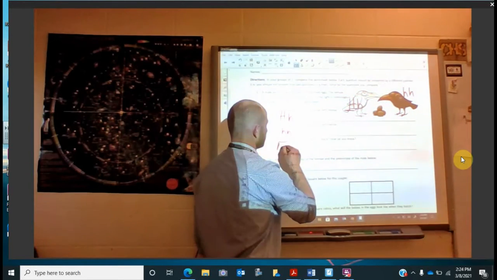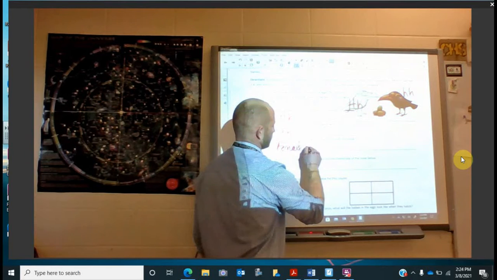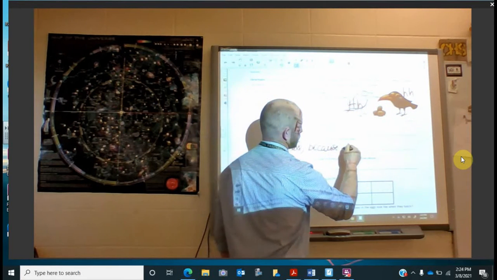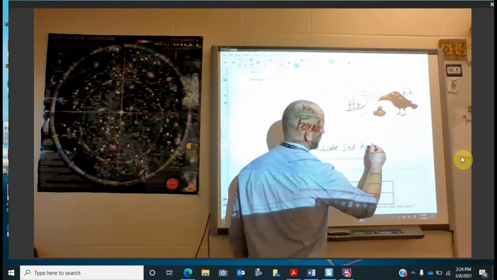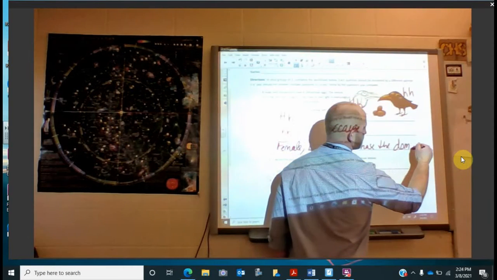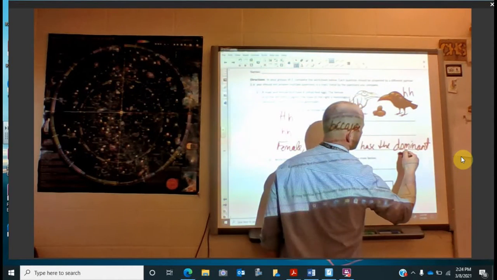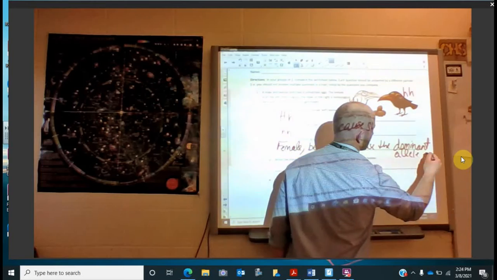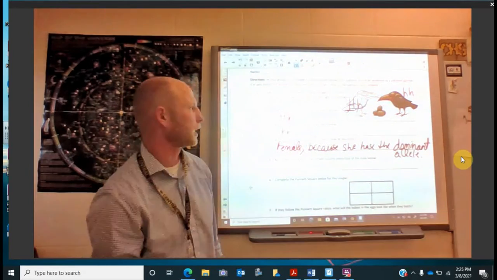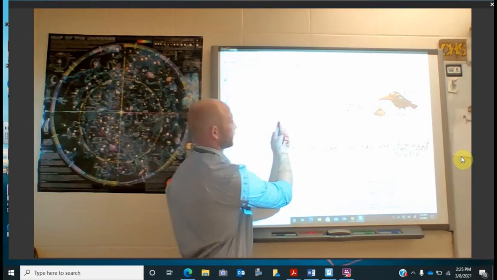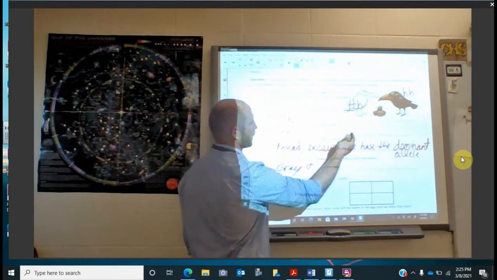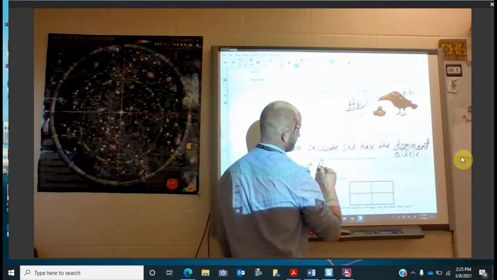So it's the female because she has the dominant allele. D says write the phenotype of the female and the phenotype of the male below. And so we know that the female is gray. And we know that the male, if he's on the right, is black.